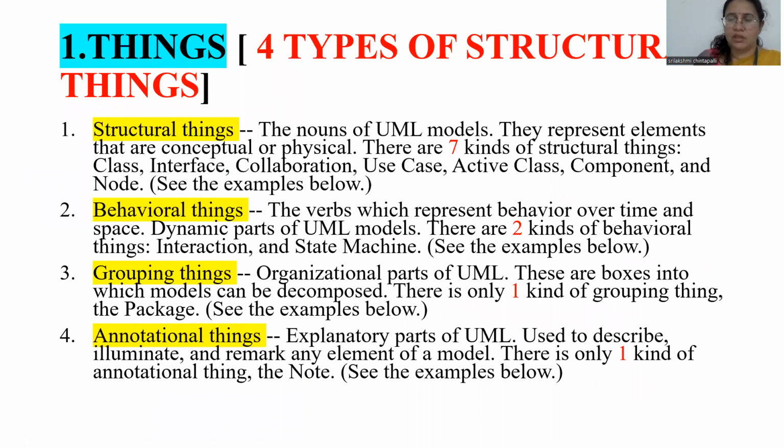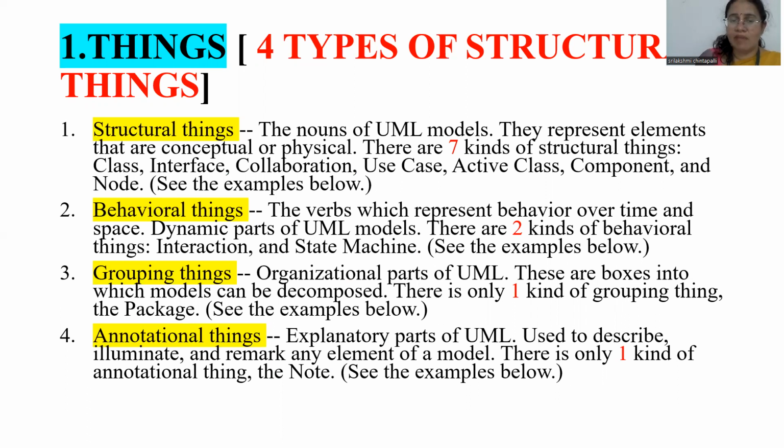The first thing category is called a structural thing, which is normally called the noun of the UML modeling language. It represents the physical as well as the conceptual aspect of software design. There are seven elements which a structural thing will represent. One is the class, then we have the interface, the collaboration, the use case, the active class, component, and node.